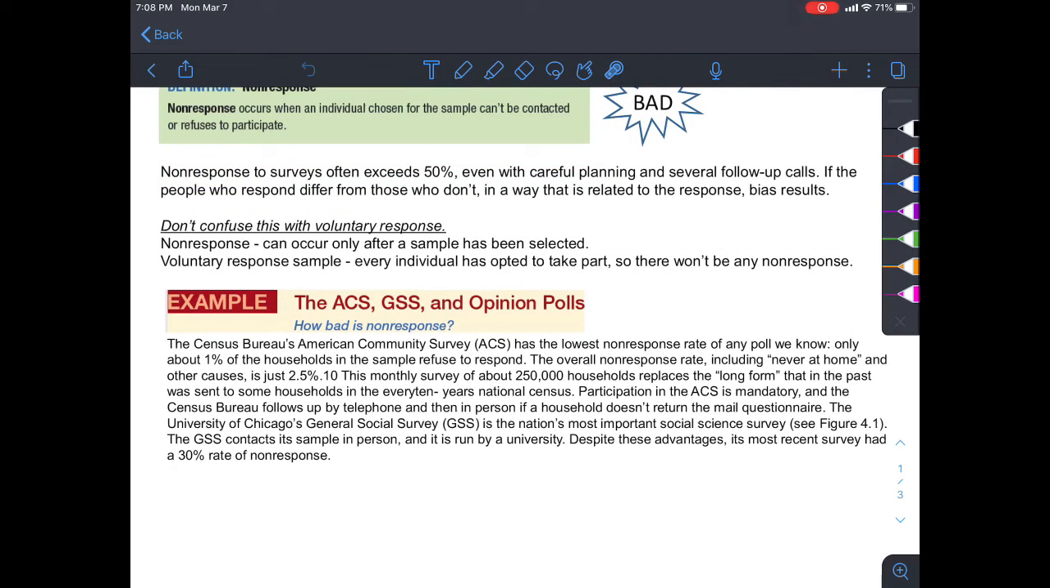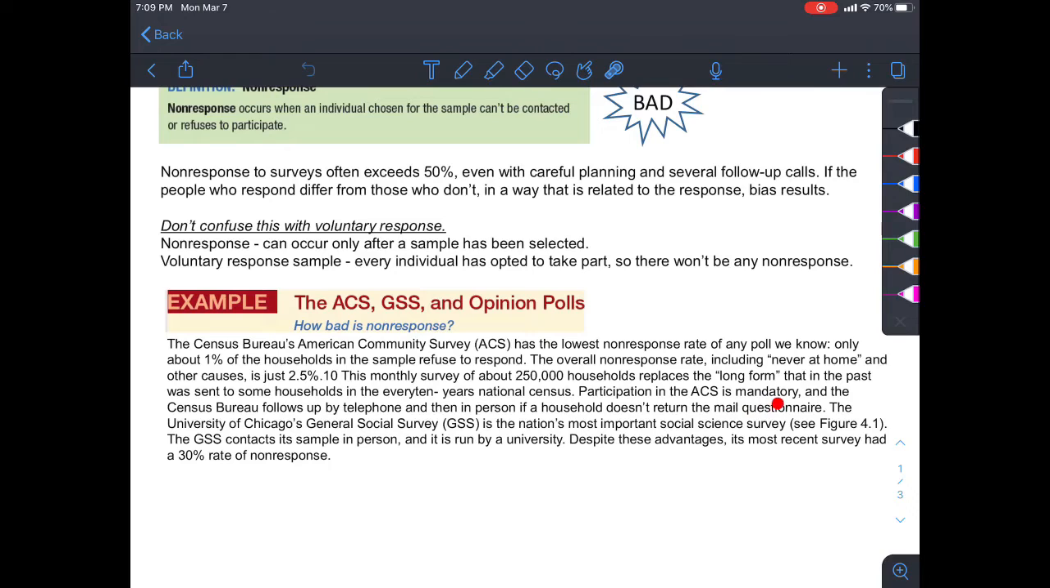Okay, so let's read an example. The Census Bureau's American Community Survey, ACS for short, has the lowest non-response rate of any poll we know. Lowest non-response means a lot of people are responding. Only about 1% of the households in the sample refuse to respond, which is really, really good. The overall non-response rate, including never at home and other causes, is just 2.5%. This monthly survey of about 250,000 households replaces the long form that in the past was sent to some households in the every-10-years national census.